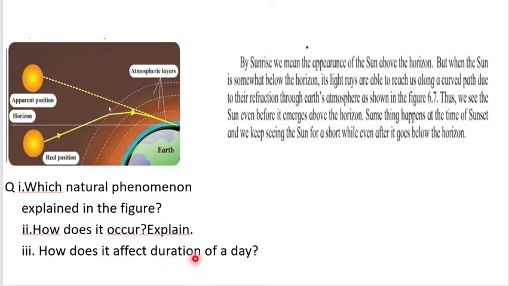This affects the duration of the day, and the duration of the day increases by 4 minutes due to 2 minutes of the advanced sunrise and 2 minutes of the delayed sunset. Now, let us move to our next diagram based question.